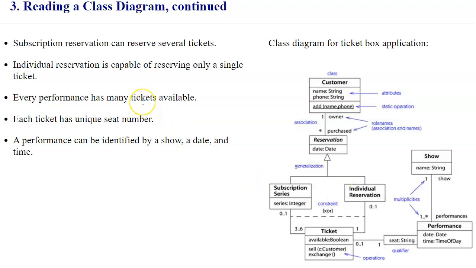Every performance has many tickets available. Each ticket has a unique seat number. A performance can be identified by a show, a date, and a time. So you would expect a lot of interesting information from a diagram, especially if it really reflects the structure of the software that we're trying to build.